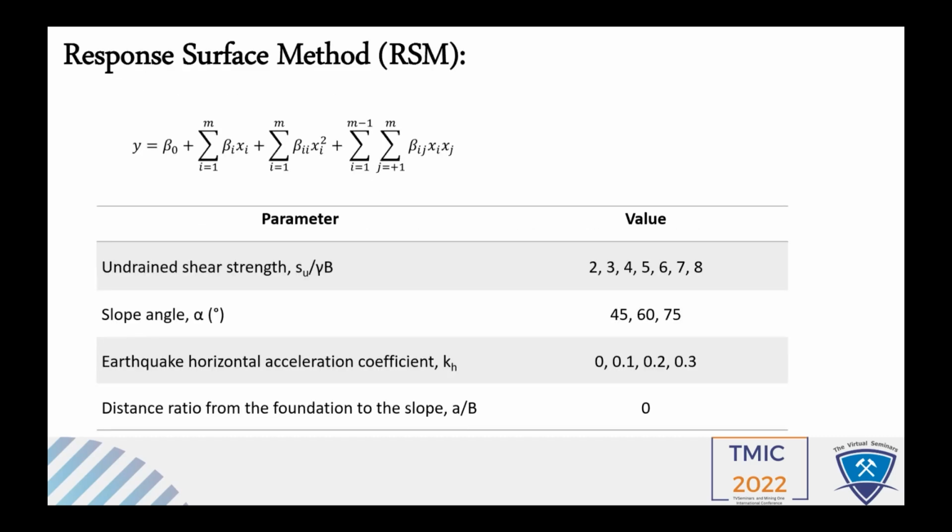Next slide, please. And you see this simple equation, as also discussed by Bridget in a more comprehensive way. This is the basic form of the response surface method, and you see that the different parameters in this equation are undrained shear strength, slope angle, and earthquake horizontal acceleration coefficient, KH. These three parameters are variable, and the distance ratio from the foundation to the slope was kept at 0.